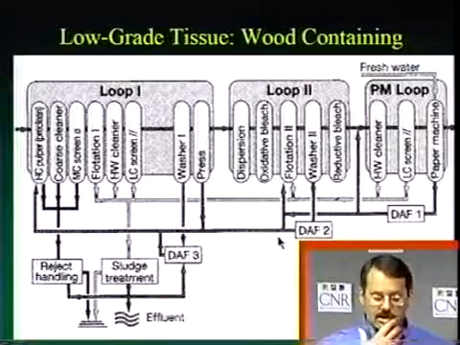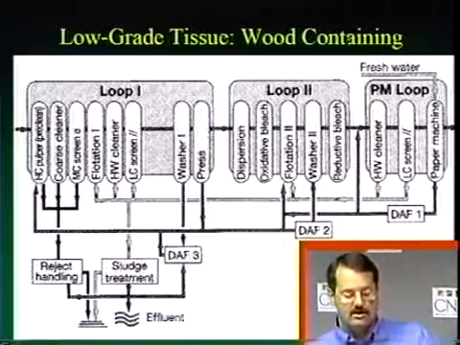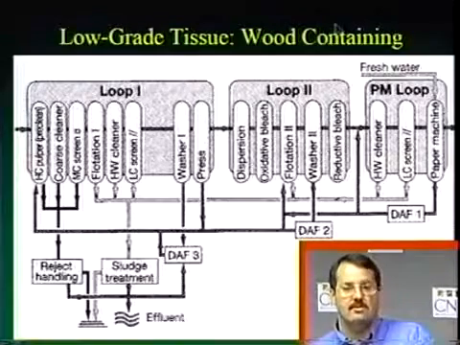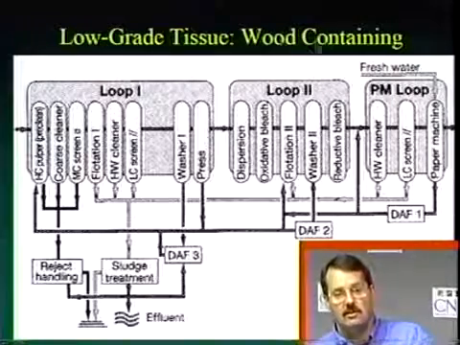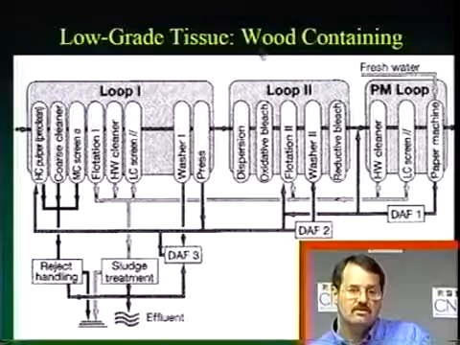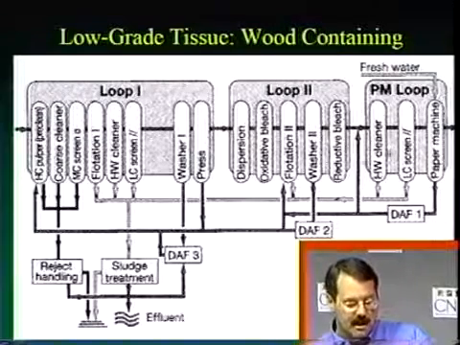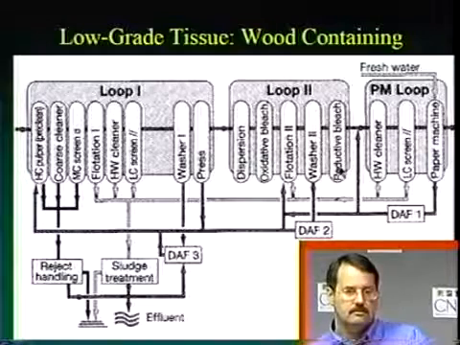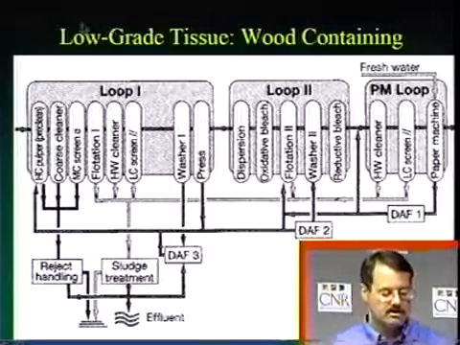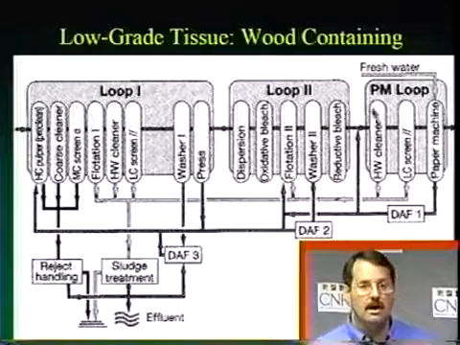Okay, now the lower grade tissue that has wood-containing material in it, that wood-containing material usually indicates to us that we have newsprint. And newsprint means we have more ink and more dispersible ink. And so to deal with that more dispersible ink, what we've got to do is have everything that the non-wood containing has, oh, and this is high-grade tissue. I apologize. This should be high-grade tissue, wood-containing.